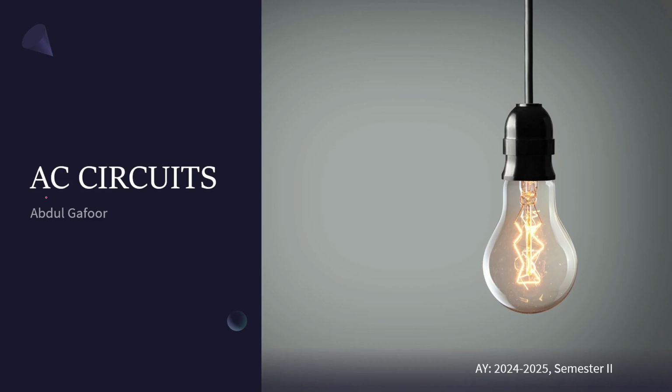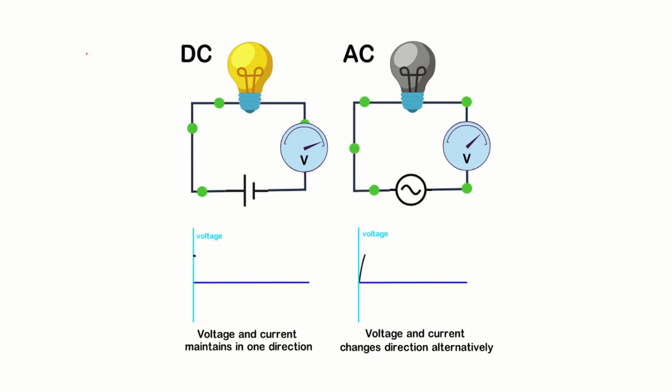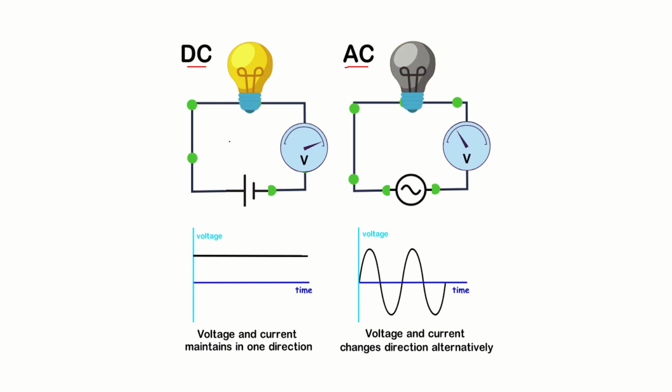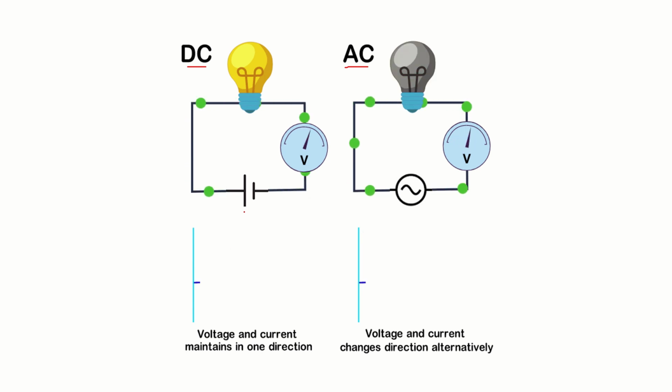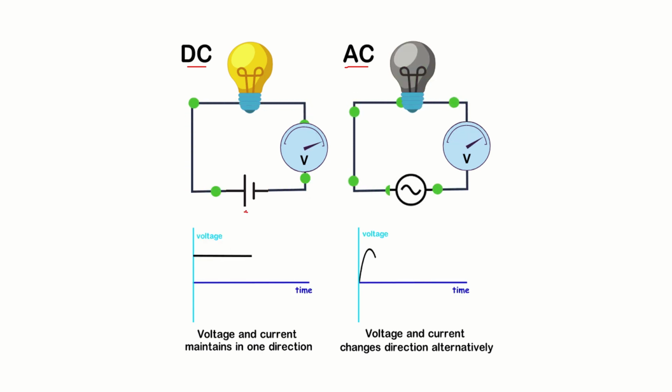Hi everyone, in today's video we are going to discuss the basics of AC circuits. We will start by understanding the DC first and then move on to AC. When a DC source like a battery is connected to the circuit, the current always flows in one direction.